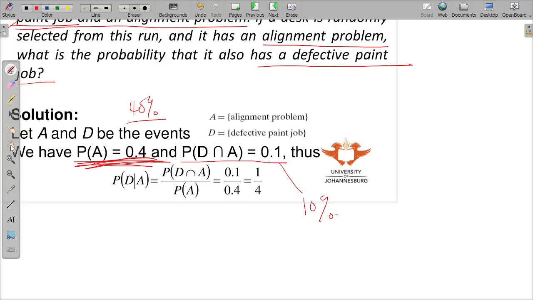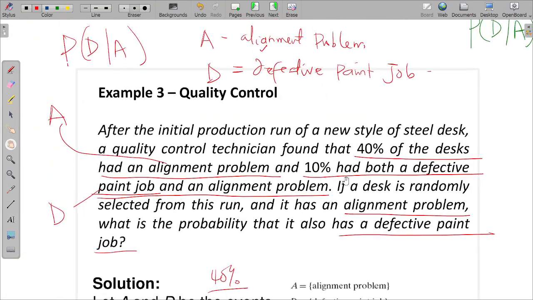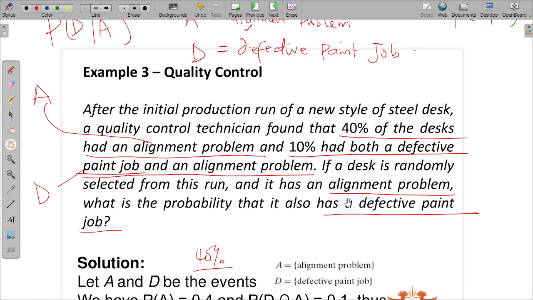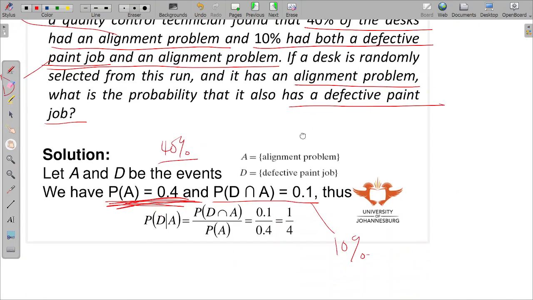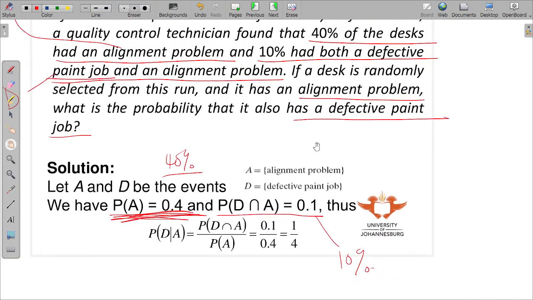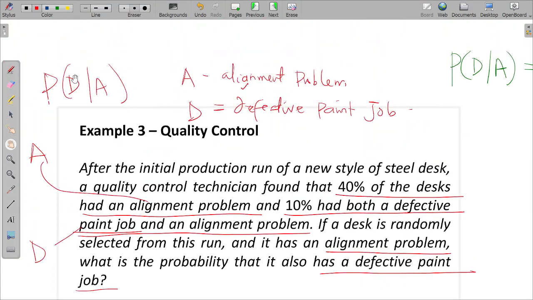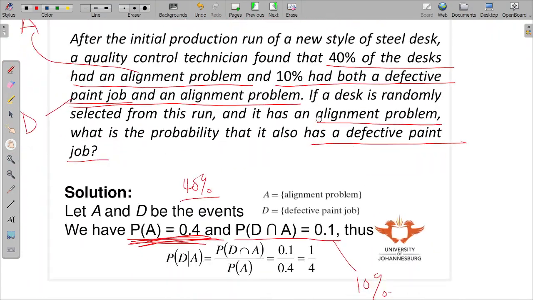Please take note. You may not be told every time what is given, but you must read and identify what we are given. Here we are given that it has an alignment problem already. So please take note of what you are given so that you can write your probability correctly.